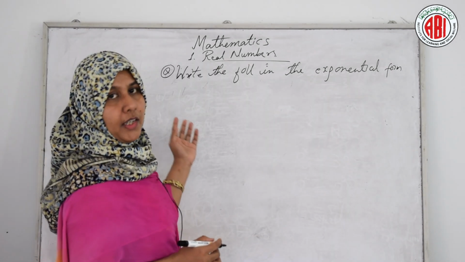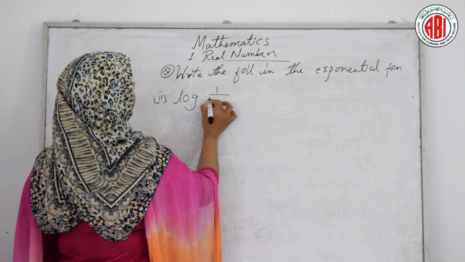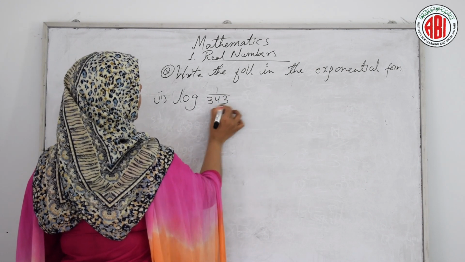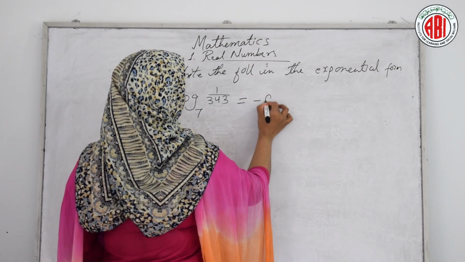Okay. Now we have another question. Log 1 by 343 base 7 is equal to minus a.